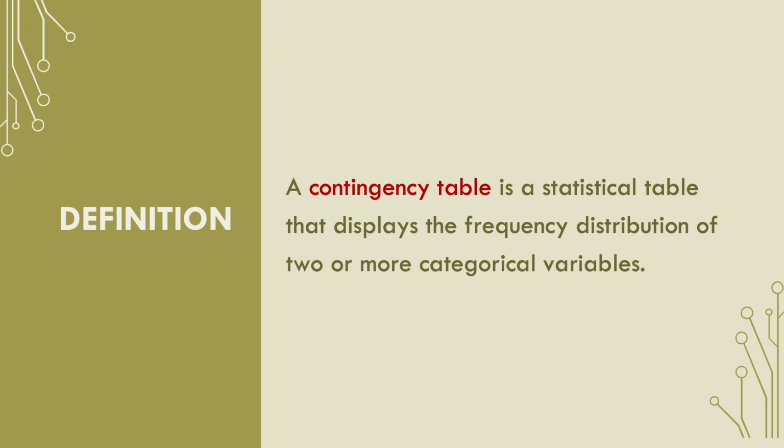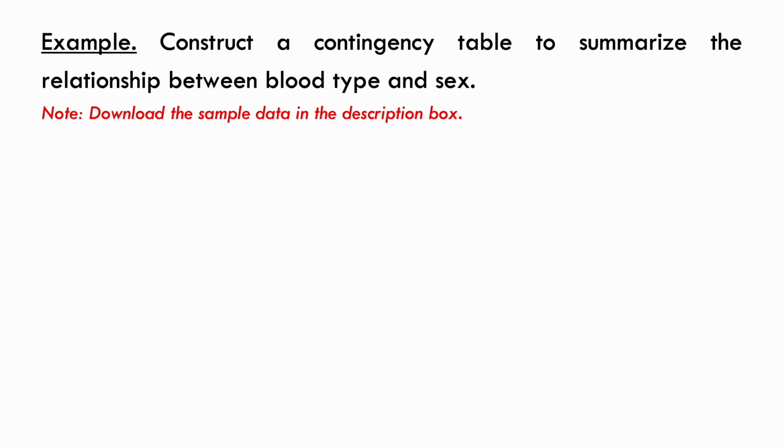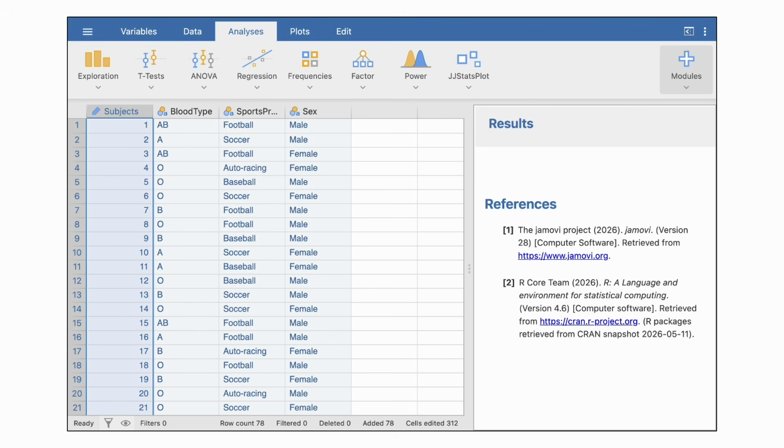So, contingency tables are useful because they allow us to turn a large amount of categorical data into a format that is much easier to read and interpret. Let's now proceed to our first example. The problem says, construct a contingency table to summarize the relationship between blood type and sex. Before we begin our demonstration, please make sure that you have the required dataset. You can download it using the link provided in the description box of this video.